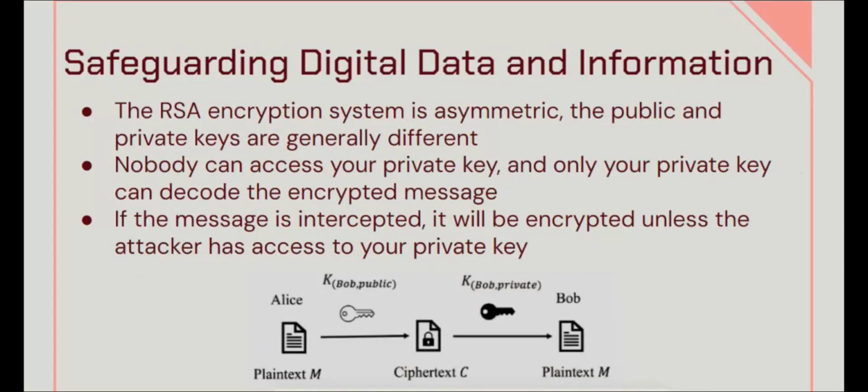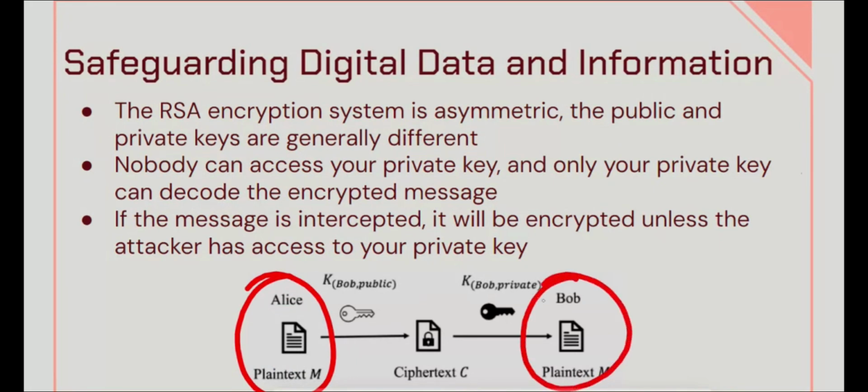First, let's look into what RSA encryption is all about before we get into how it works. RSA encryption is an asymmetric encryption system where the public and private keys are different, and nobody can access your private key. Only your private key can decode the encrypted message. If the message is intercepted, it will remain encrypted unless the attacker has access to your private key. So if Alice wants to send a message to Bob, it will be encrypted so that little Timmy can't intercept it and read what you have to say.